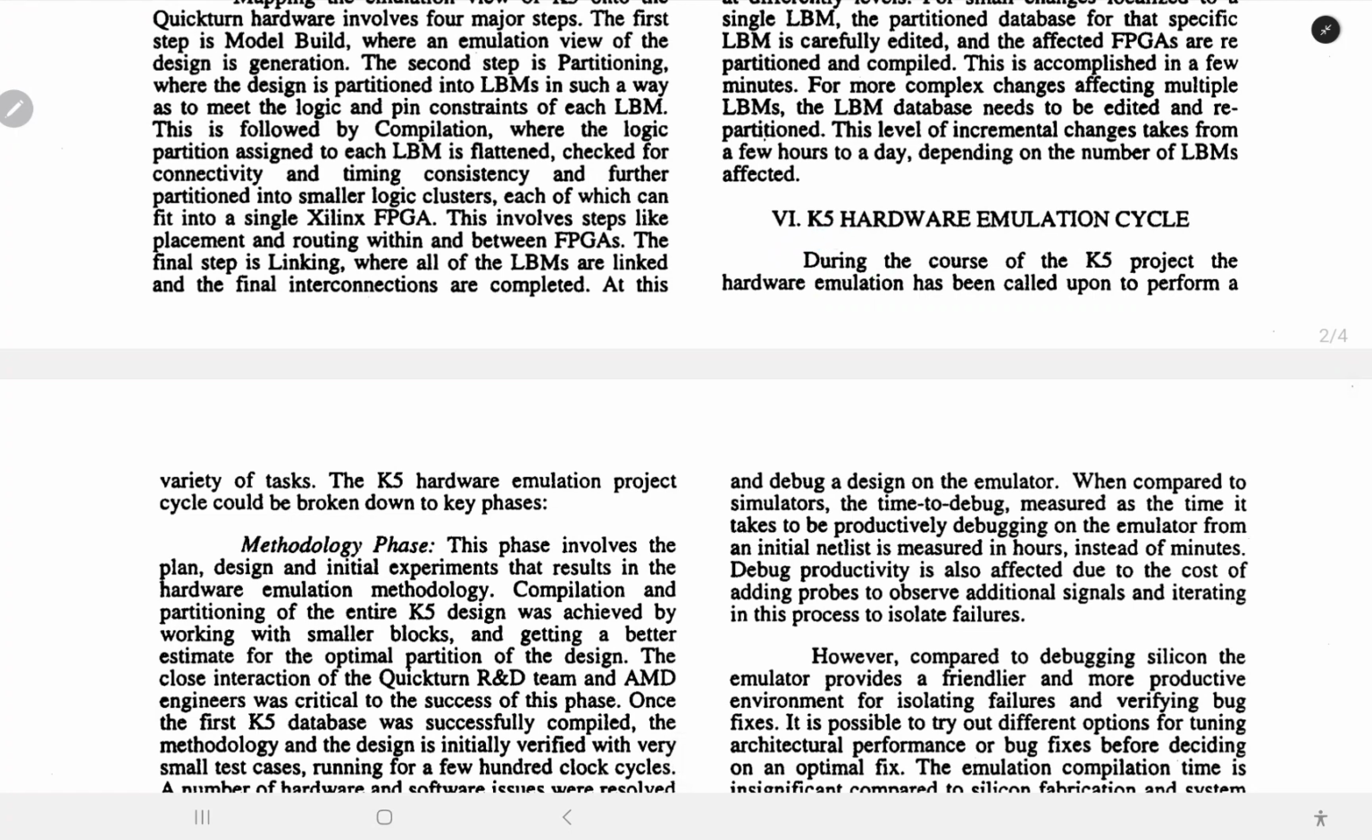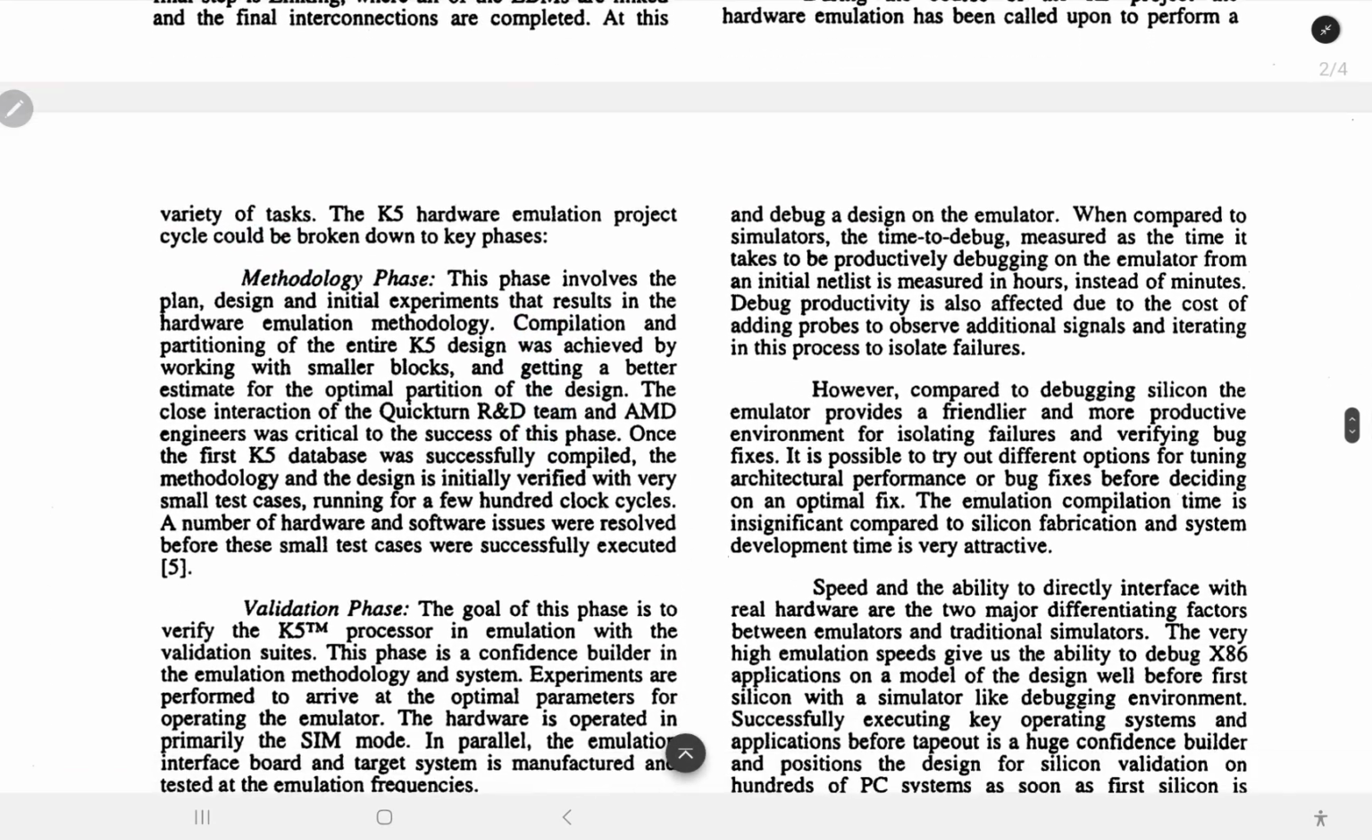Number 6. K5 hardware emulation cycles. During the course of the K5 project, the hardware emulation has been called upon to perform a variety of tasks. The K5 hardware emulation project cycle could be broken down into key phases. Methodology phase. This phase involved the planning, design, and initial experiments that resulted in the hardware emulation methodology.